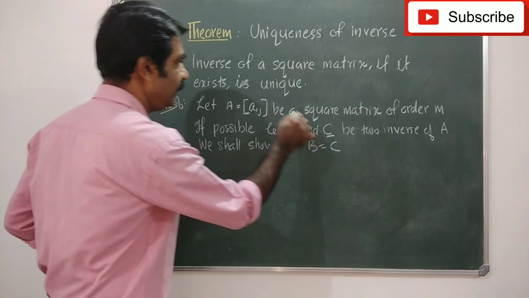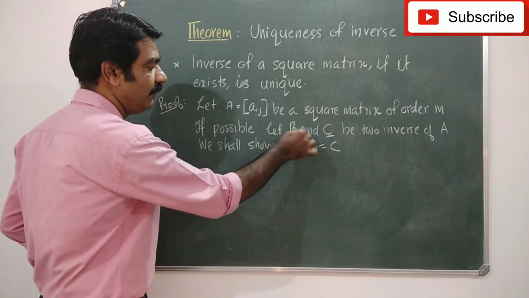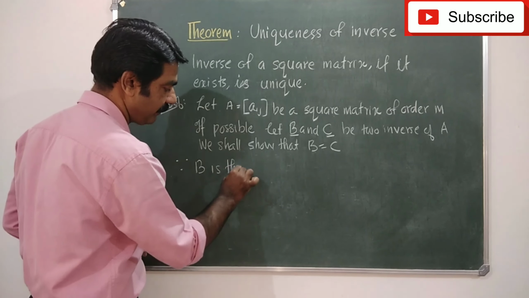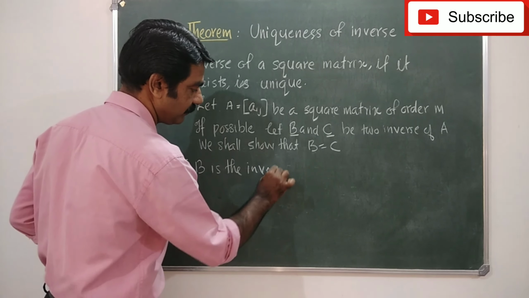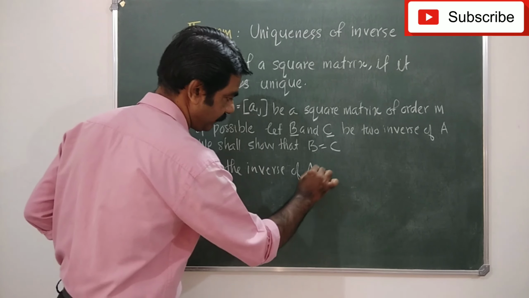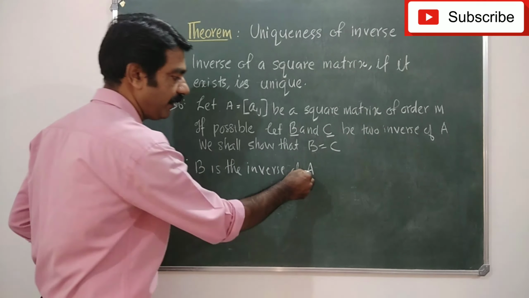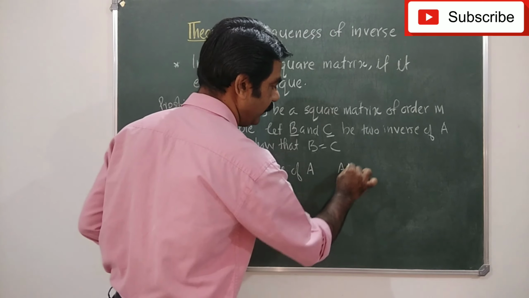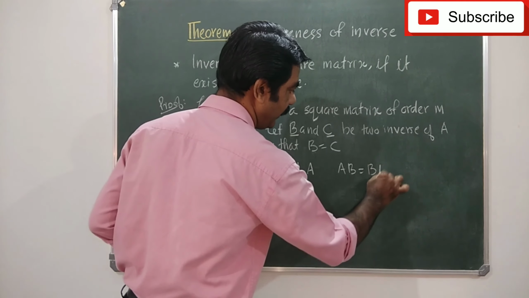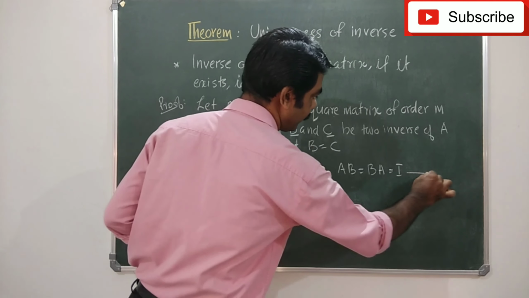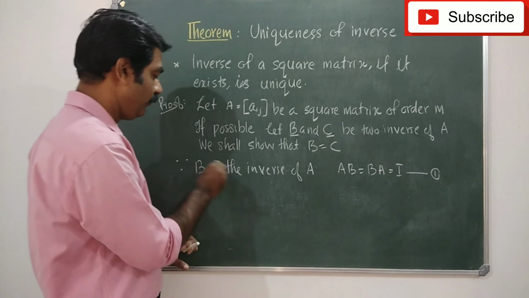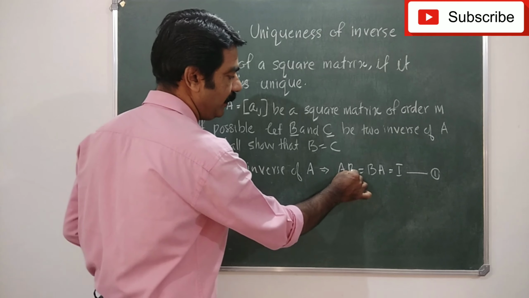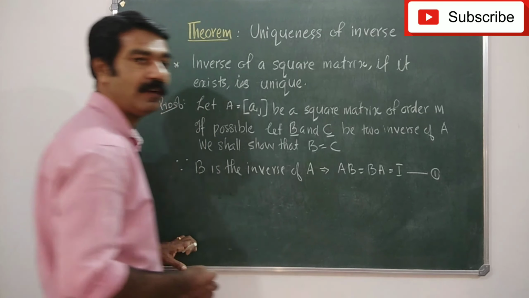Now, we suppose that B is the inverse of A. Since B is the inverse of A, by the condition we know that AB is equal to BA is equal to I. If B is the inverse of A, surely that means A into B is equal to B into A is equal to I.